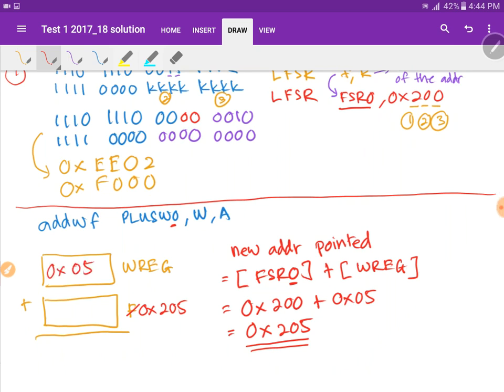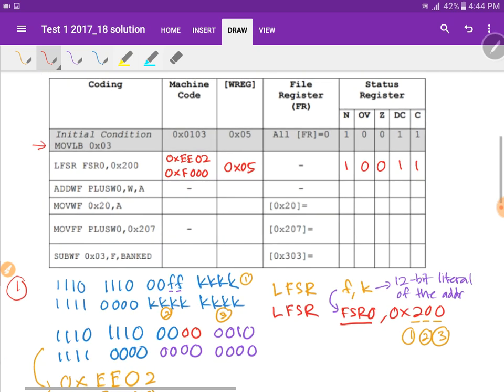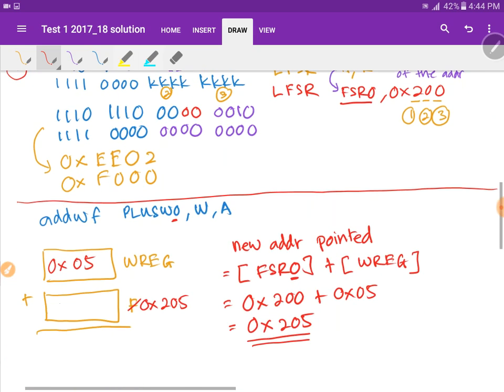Hex 05. And what is the content of 205? For 205, we have to refer to this memory map. So you can see address 200 is here, 205 is this one. So the content of 205 is hex 06. So I'm going to write here hex 06. So when you perform this addition, what is the answer that you get? You will get hex, this is 5 plus 6 is 11, so it is hex 0b. And where do you store this? You are storing this back into working register.